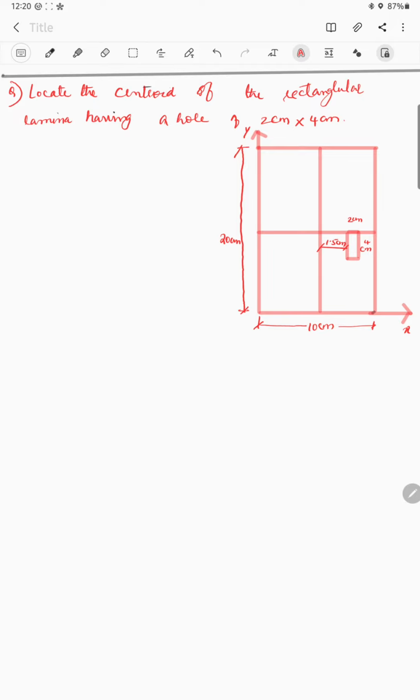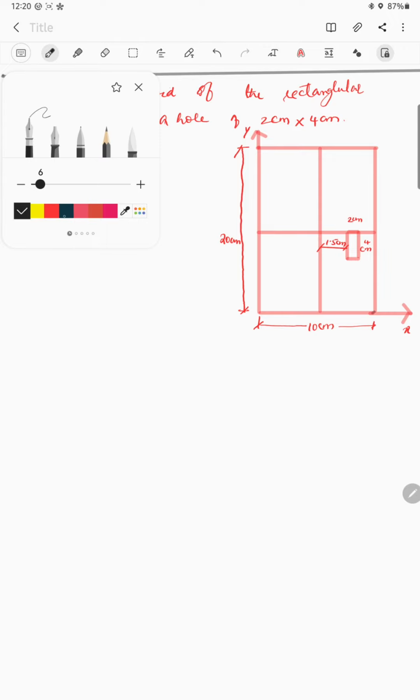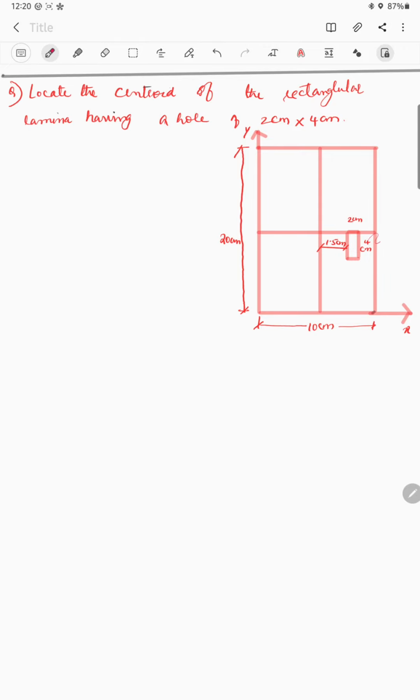So in the next problem we have another type of question wherein we have a rectangular section wherein we have a rectangular hole. The question is: locate the centroid of the rectangular lamina having a hole of 2 centimeter by 4 centimeter. This is a hole in this figure. So we have to calculate the centroid of the entire figure, but there is a hole in this one. So how to calculate that?